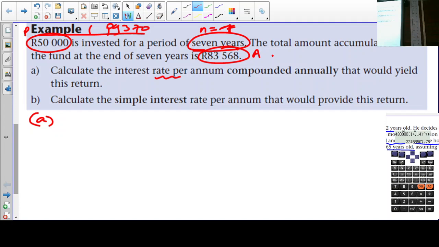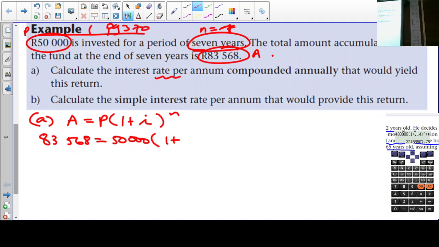So which formula do you use? Compound formula. What's the compound formula? A is equal to P into 1 plus i, to the exponent n. So what's your A value? 83,568 equals 50,000 into 1 plus your i value, which is what we're calculating here, not so? Remember your i is your rate over 100. So it's i to the exponent 7.